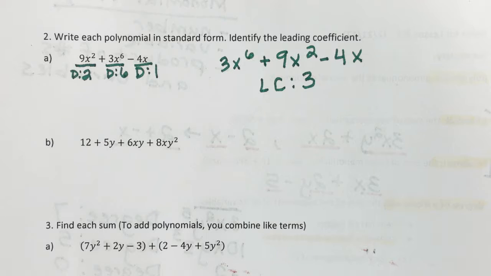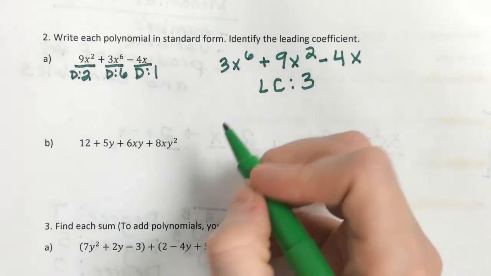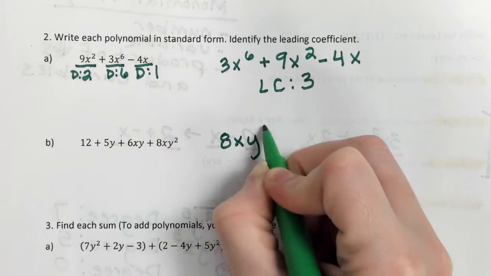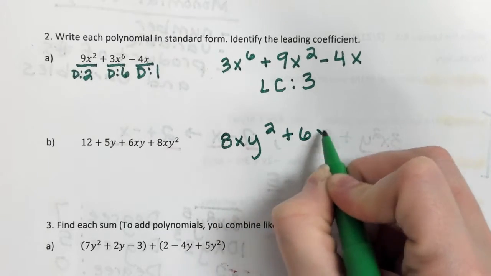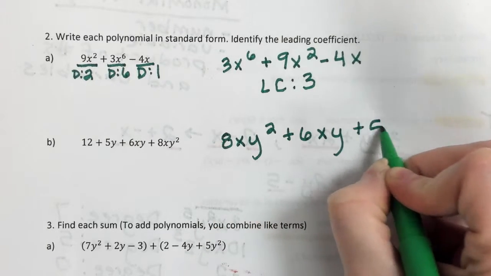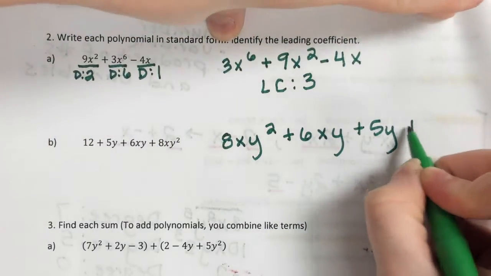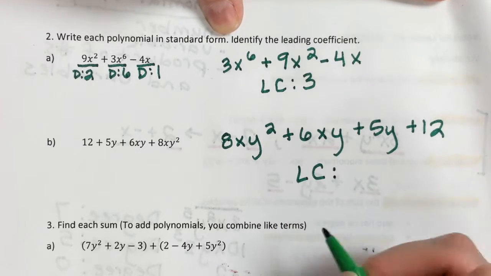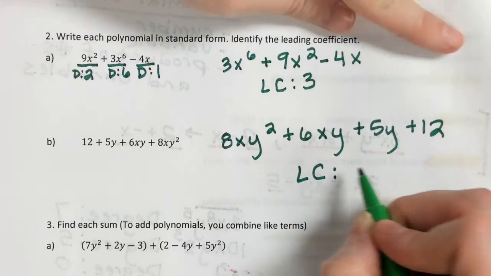Once it's in standard form. Okay. Jack, what'd you get for this in standard form? 8xy squared plus 6xy plus 5y plus 12. Good. I'll make sure you're checking your answers. Okay, so now the leading coefficient. Jackson? 8. Good.